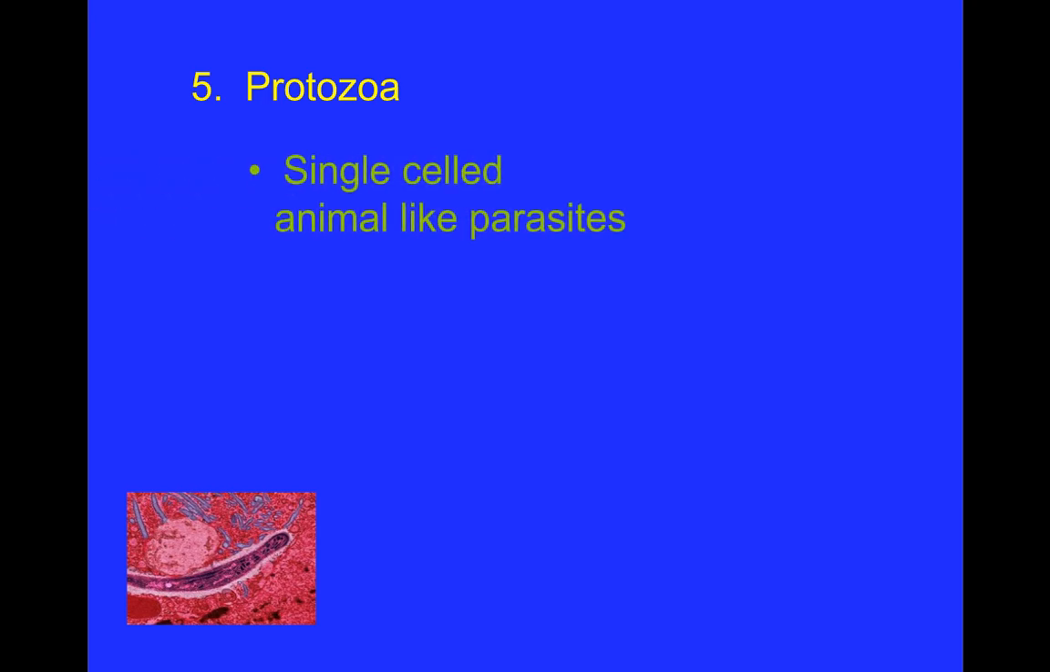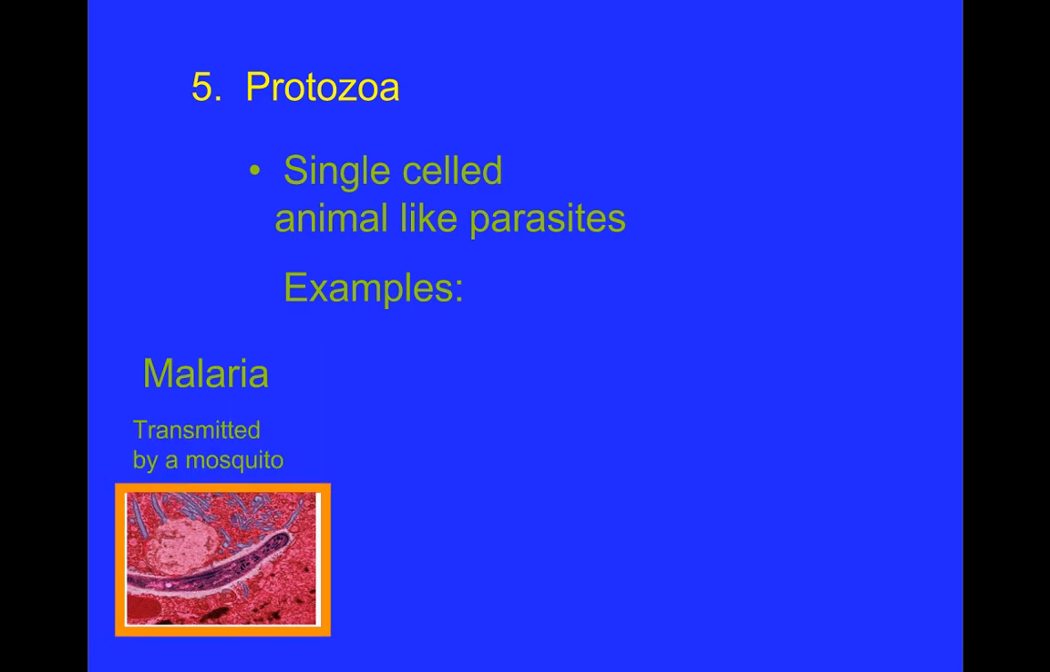Protozoa are single cell animal-like parasites as well. Malaria is an example of a protozoa. It's transmitted by mosquito bites.